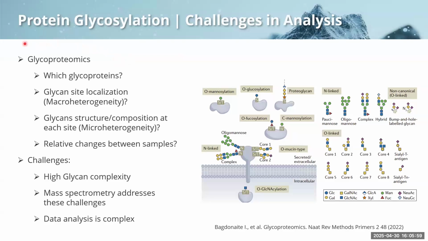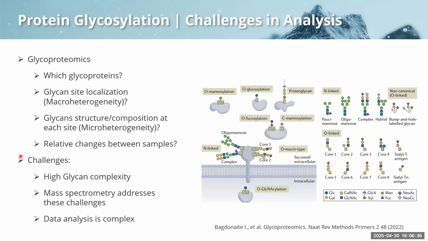There are a few questions that glycoproteomics aims to answer. The first one is which glycoproteins are actually in the sample, so identifying peptide sequences and mapping them to proteins. What are the locations of the glycan sites on the proteins? This is sometimes referred to as macroheterogeneity, because the sites are not always necessarily the same on every protein. And then there is the question of what glycan structures and compositions exist at each site. This is referred to as microheterogeneity.